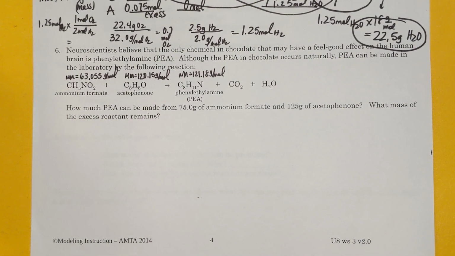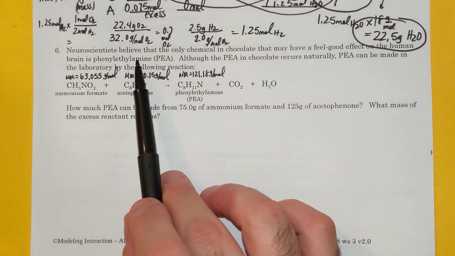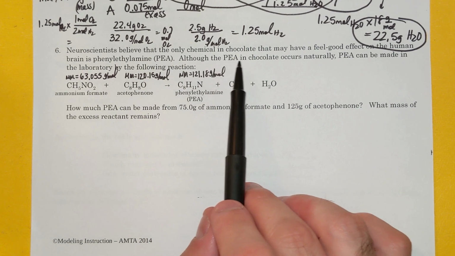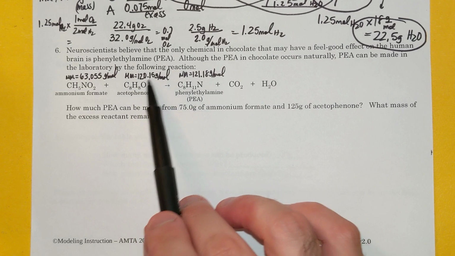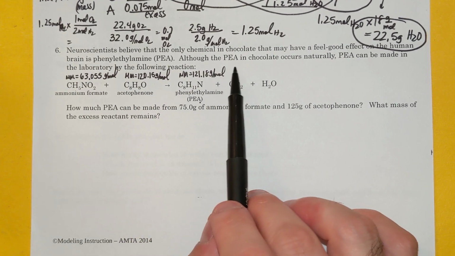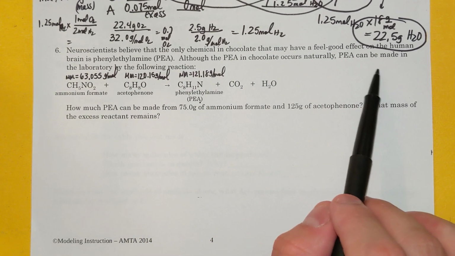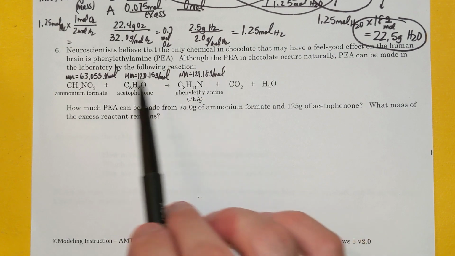So the last question on this worksheet that we're going to do together is a bit more complex, but it's going from grams to moles. It says neuroscientists believe that the only chemical in the chocolate that may have a feel-good effect on the human brain is phenylethylamine, PEA, which is right here. Although the PEA in chocolate occurs naturally, PEA can be made in the laboratory by the following reaction.